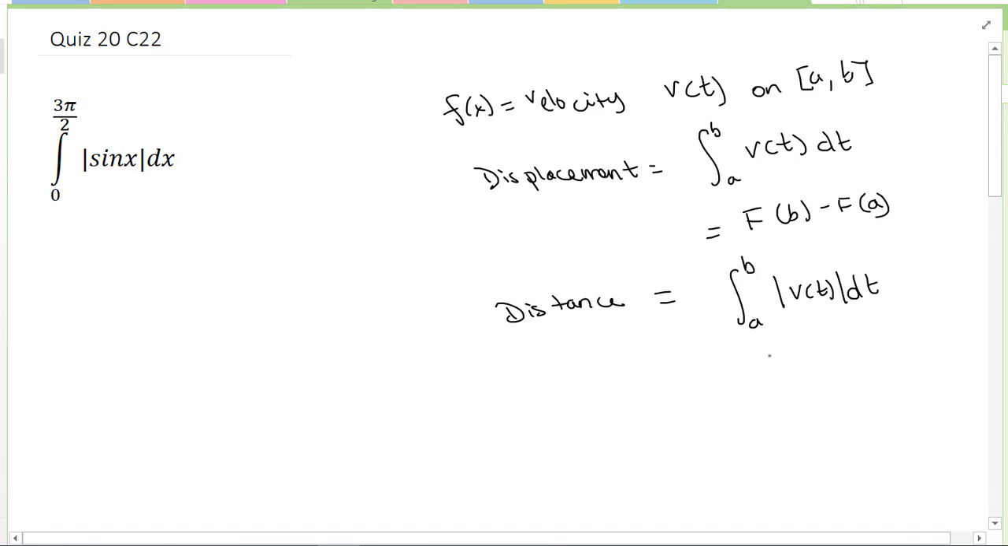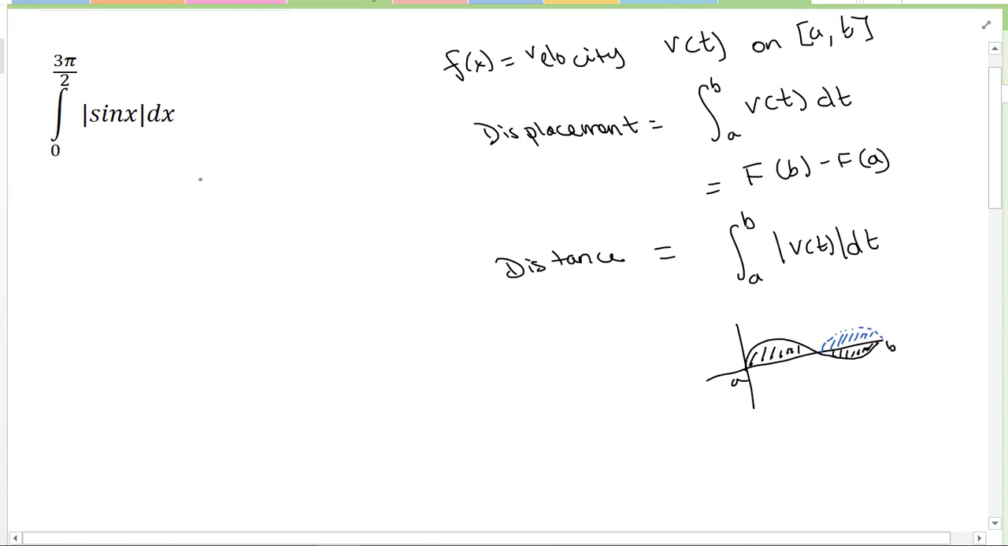And so remember, if you had any function that happened to go under the axis, then for the displacement, you just do the integral from a to b. And so you will do this area, and this will be a negative area. So this kind of offsets, versus the distance, where you have to take the absolute value. So for the distance, you will have to bring this up, and so you would add that area.